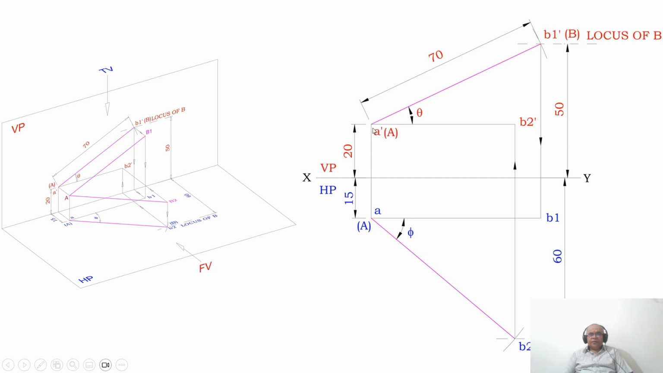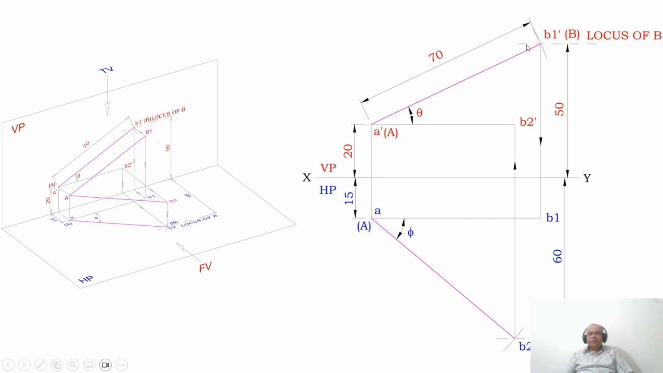So you have the front view. For that, what is the front view line? The front view line is A dash B1 dash. But what is the corresponding top view? The corresponding top view should be AB1. But you have only A, you don't have B1. So I need to create that.